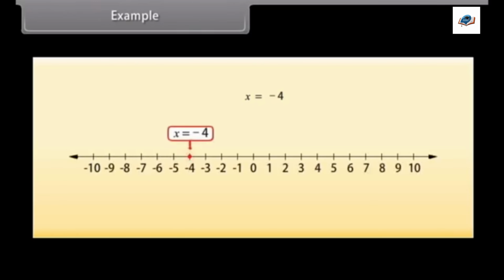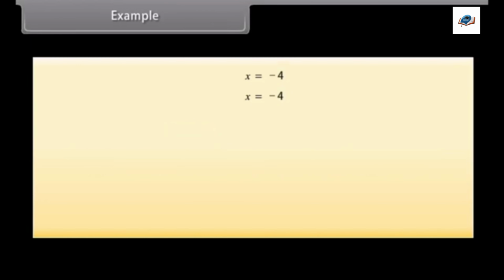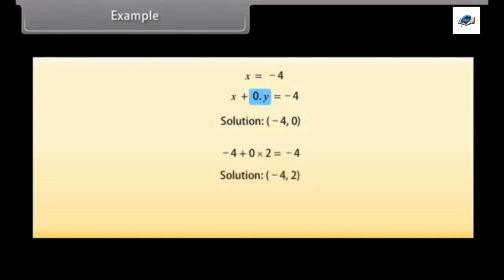Here it is. Now we know that x = -4 can be written as x + 0y = -4. And this becomes a linear equation in 2 variables. So the equation reduces to x = -4. So we get the first solution of the equation, that is (-4, 0). Since the value of y can be anything, the other solution of the equation is (-4, 2).